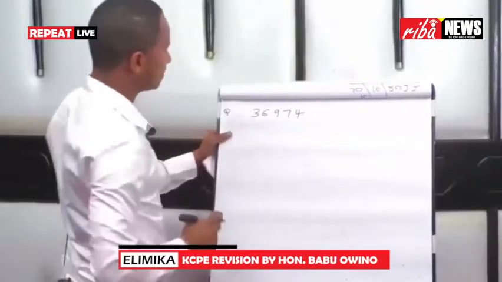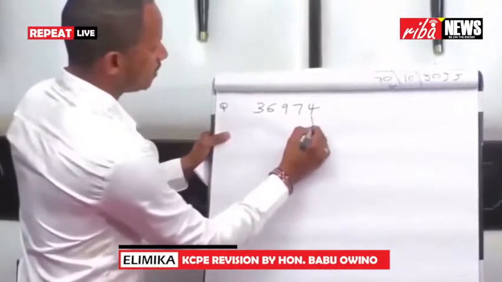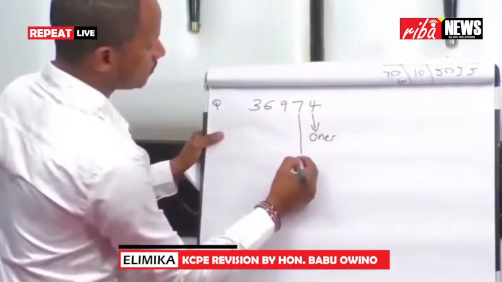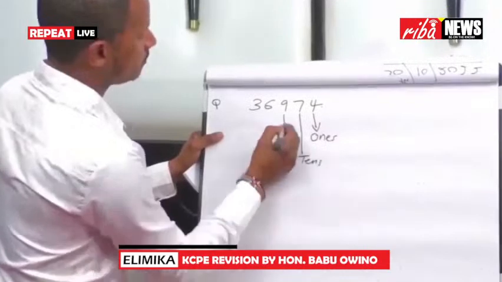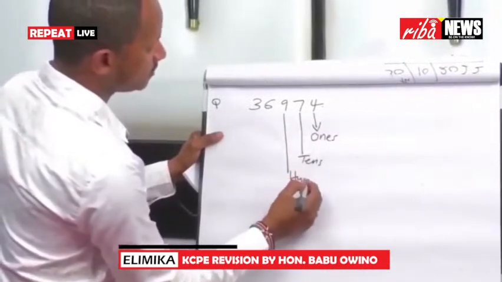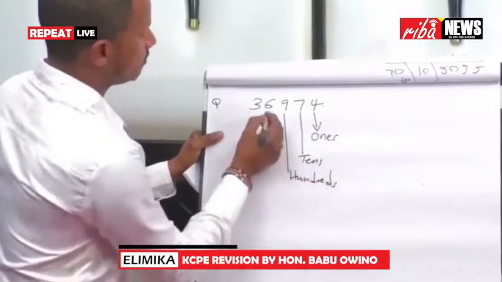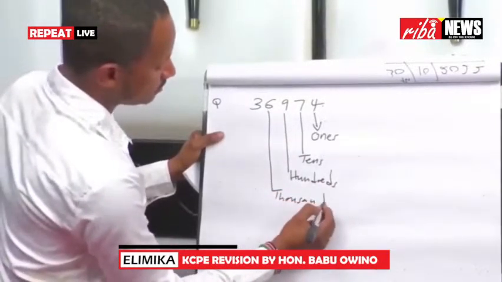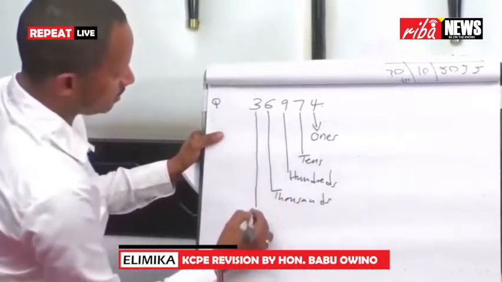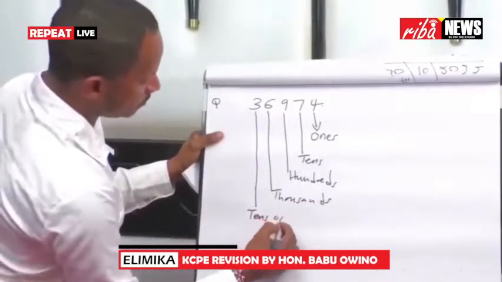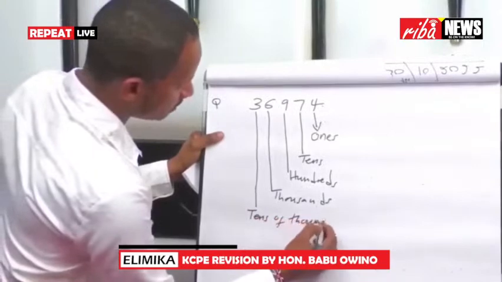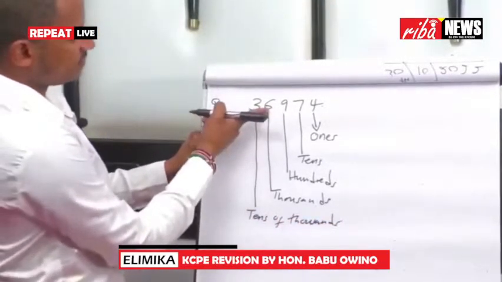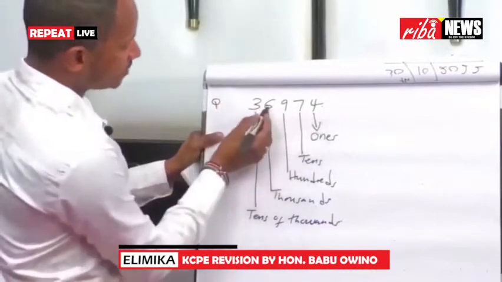So the value of 6 in this number, we start with here. This value is ones, tens, hundreds. Then here is thousands. Then 3 is tens of thousands. So when we want to look at the value of 6 in this number, you just simply take 6 is in thousands.